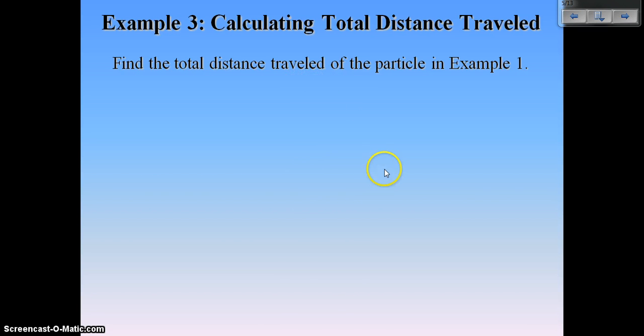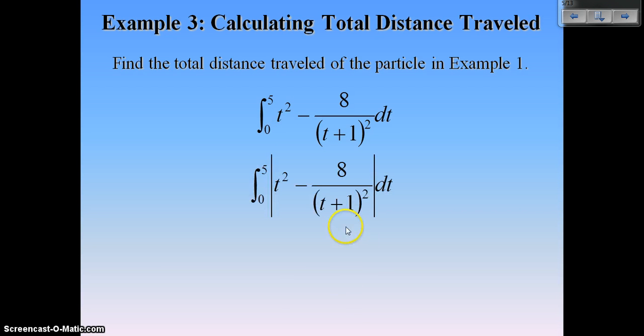So how do we change the problem to make it total distance? Well, this was what we had in order to get a position change from 0 to 5. This is how we make it total distance. Now, by definition, the absolute value of velocity is distance. So here we're taking the absolute value of our function, and that gives us our distance traveled. Now you plug this into your calculator, and you get a total distance traveled of 42.5869.